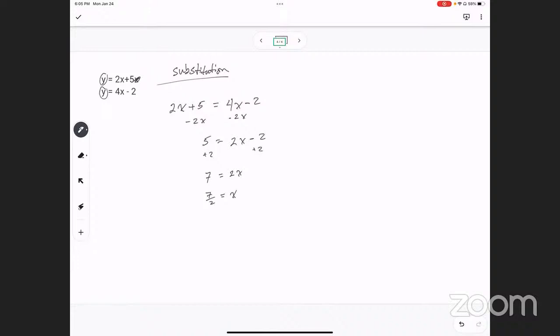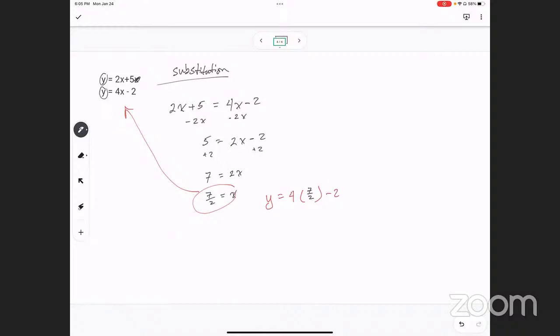So there you go. 7 halves is your x, but now we still have to find the y, right? Yeah. So how do I find the y? You set up the equation the same, but you substitute the x for 7 halves. Good. And you can do it for either one of them, right? Yeah. So y equals 4 times x minus 2. And now I'm going to plug in that 7 halves.